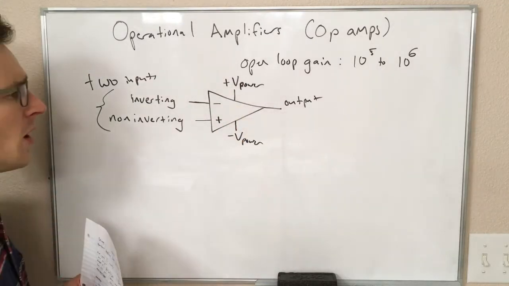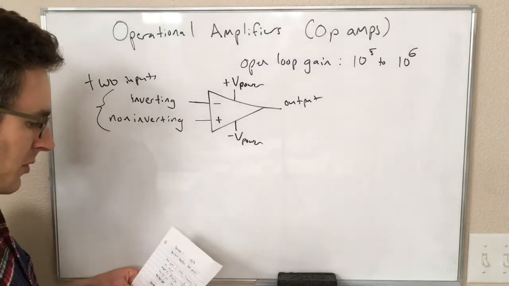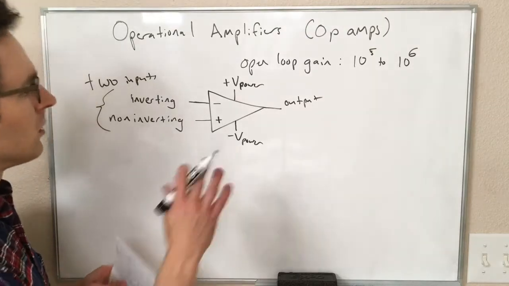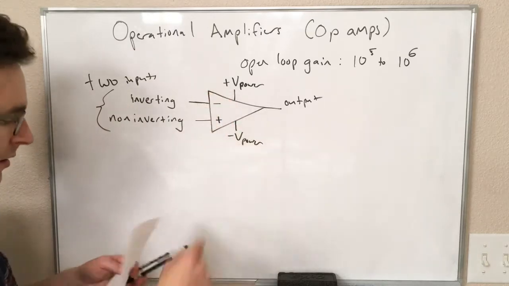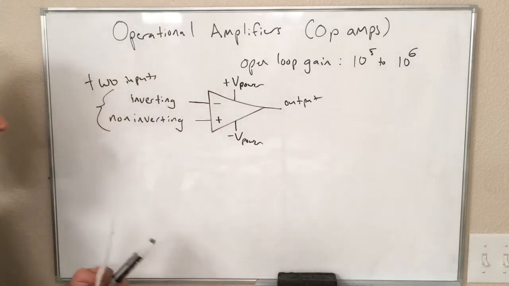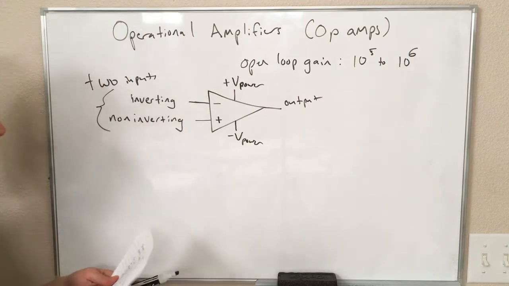So the limits of this op amp, we'll get to that in a second. Okay, so a real op amp has these voltage inputs that it gets for its source of power.